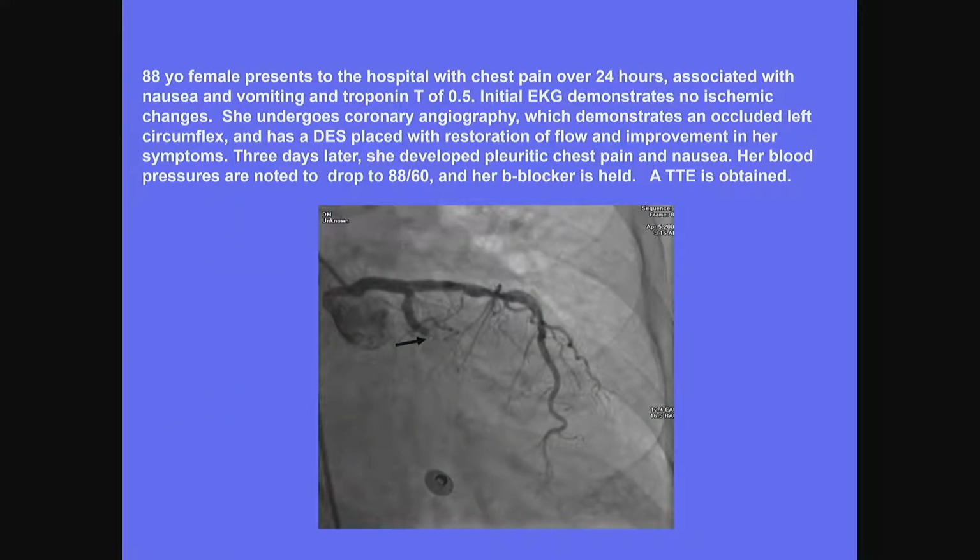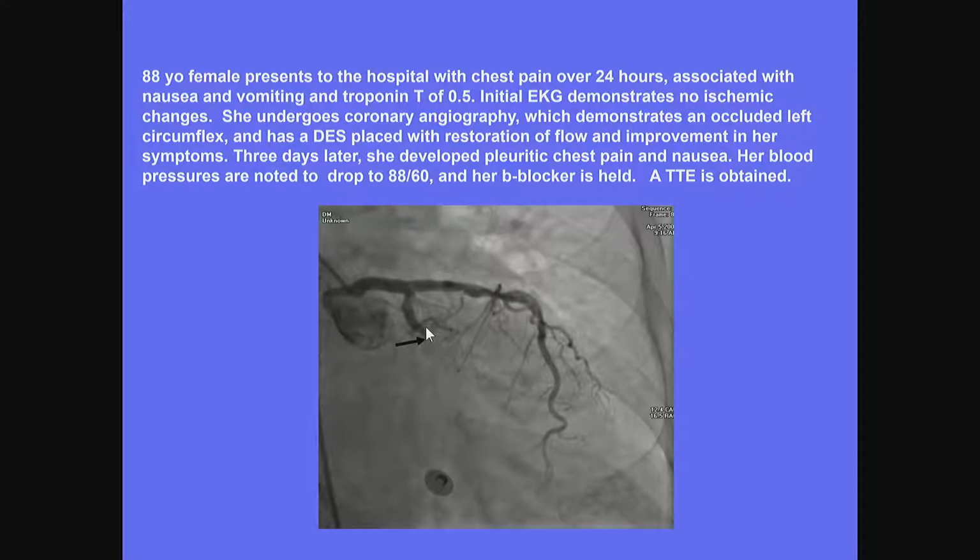The next patient is an 88-year-old female who presents to the hospital with chest pain over 24 hours associated with nausea and vomiting and an elevated troponin T of 0.5. Her initial EKG demonstrates no ischemic changes. She undergoes coronary angiography, which demonstrates an occluded left circumflex, and has a drug-eluting stent with restoration of flow and improvement in her symptoms. 3 days later, she develops pleuritic chest pain and nausea. Her blood pressures are noted to drop to 88/60, and her beta blocker is held. A transthoracic echo is obtained.